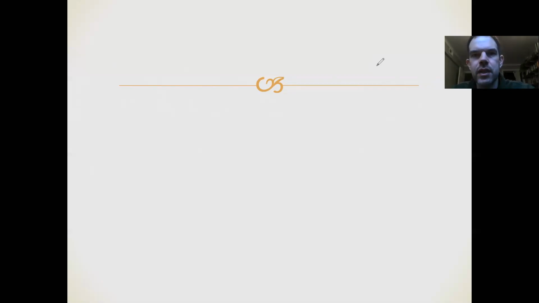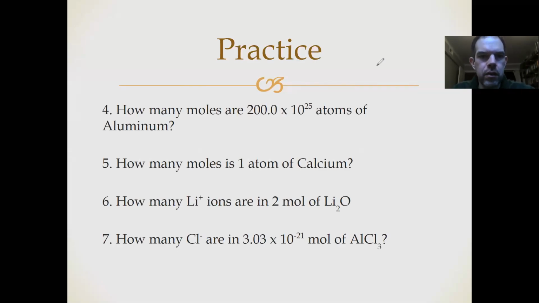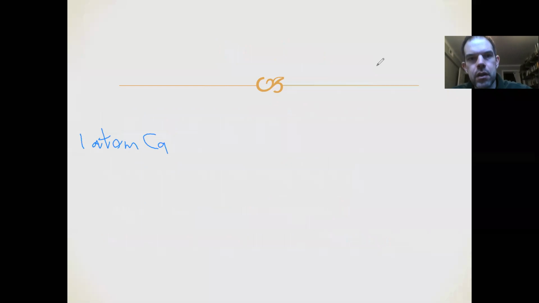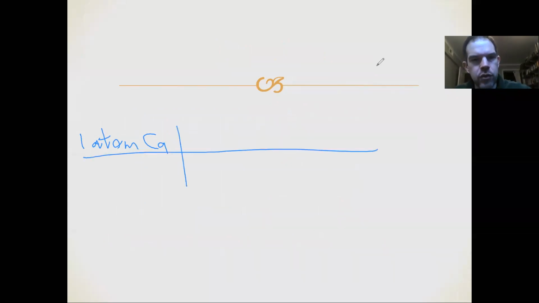Okay, second. This one here asks how many moles, and you're going to start with 1 atom of calcium. And we're going to go towards moles. So 1 atom of calcium, and we're going to head towards moles. So we're going to get rid of atoms of calcium, and we're going to go towards moles of calcium.